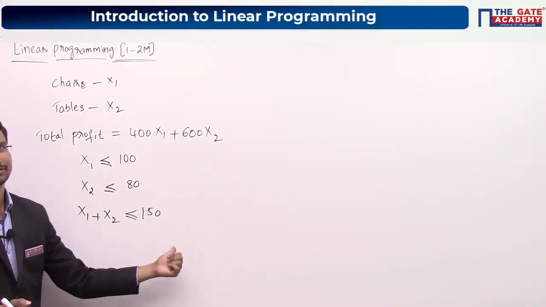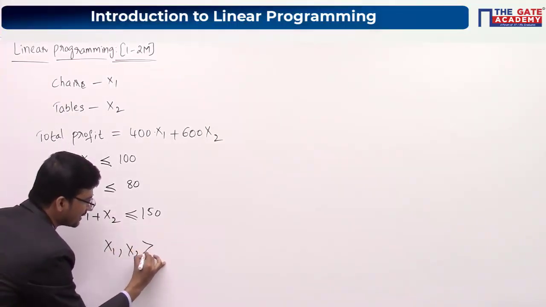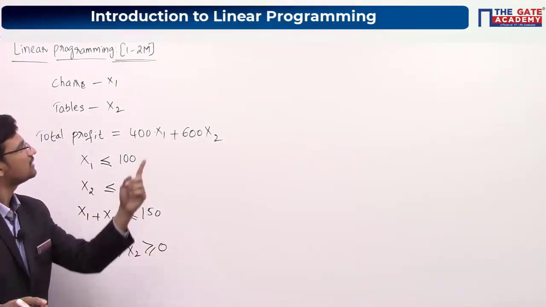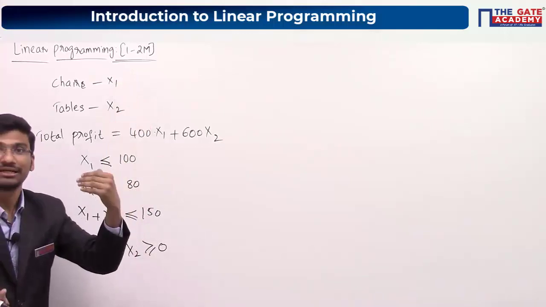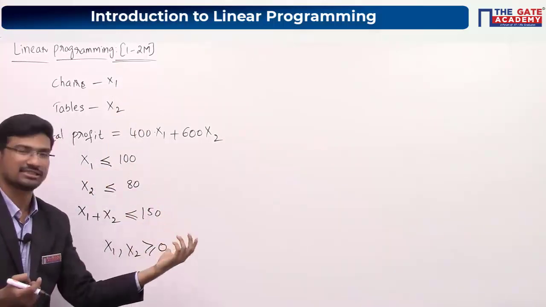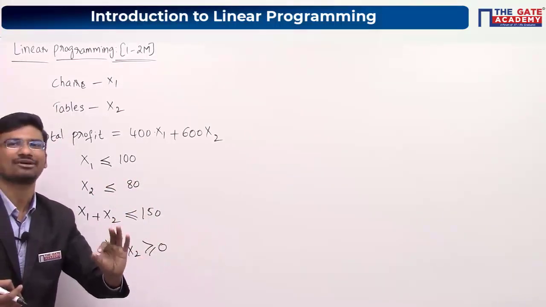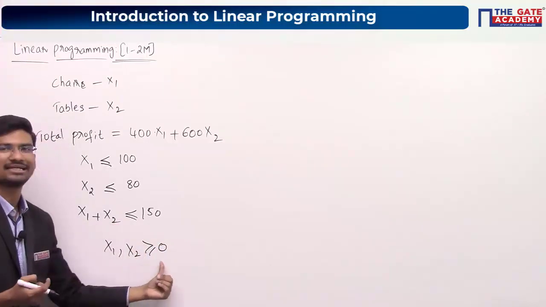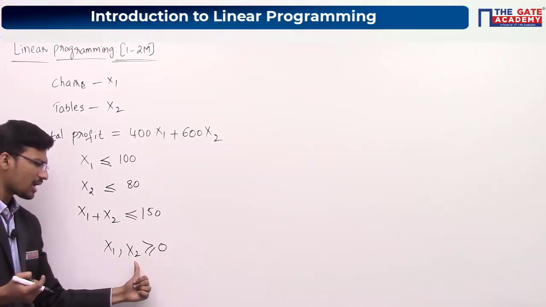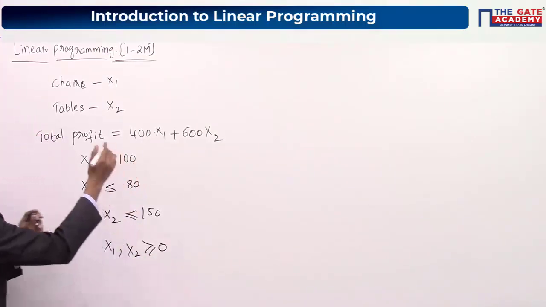Now I am writing one more condition here, which is x1, x2 greater than or equal to 0, because x1 and x2 are your variables. These are the number of chairs and the number of tables. They can never be negative. They can be 0 or they can be a positive value. But the number of chairs or the number of tables can never be negative, right? That's why I am taking this condition also. This condition means x1 is greater than or equal to 0 and x2 is also greater than or equal to 0.